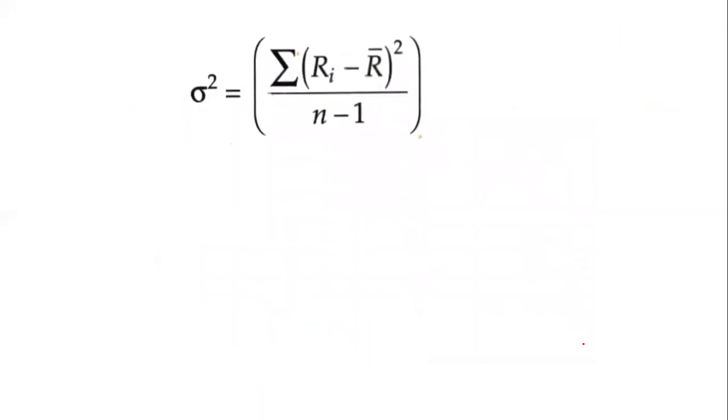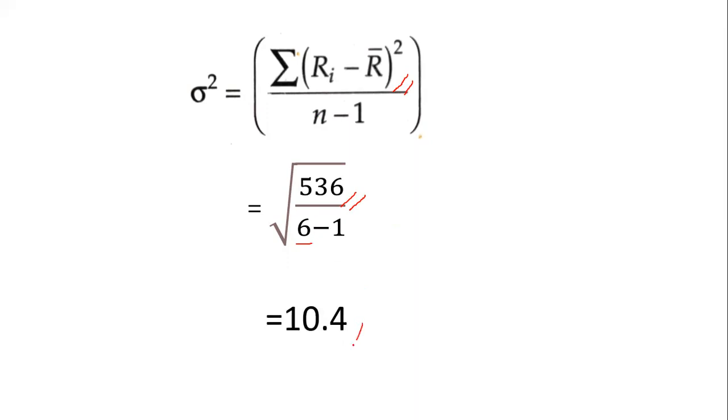For calculating risk, we have to use this formula: the square root of the summation of Ri minus R bar whole square divided by n minus 1. The total we have already got is 536 from the calculation, that is the summation of Ri minus R bar whole square. Now n minus 1, where n is 6. So the number of periods is 6, minus 1. So we will get 10.4.